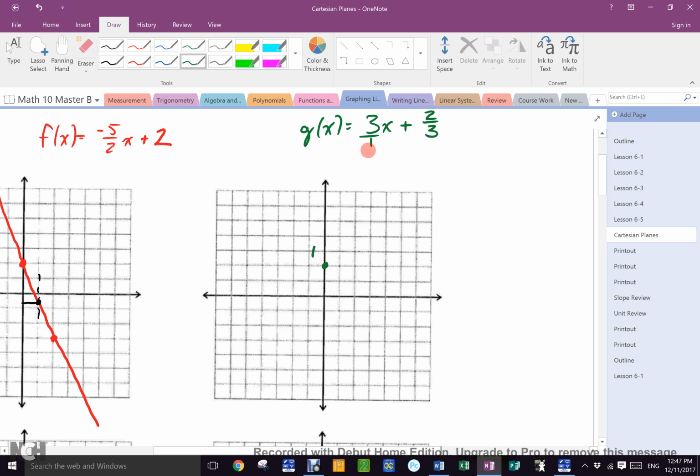Yeah. So, where would I go? Up 1, 2, 3, and over 1. And then what's the third point? Because you need 3 points to connect them. Down 3. Down 1, 2, 3, and over to the left 1. Now, here's where I have to see if you really are paying attention. What is that guy's coordinates?